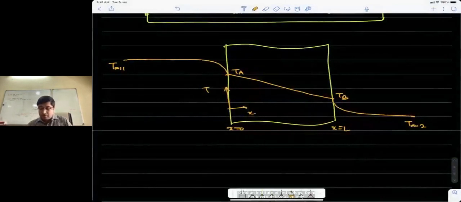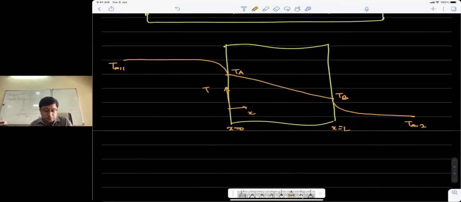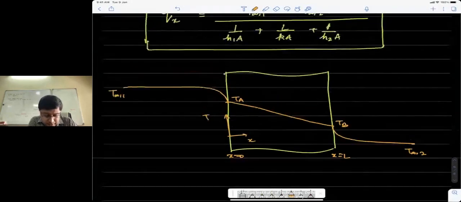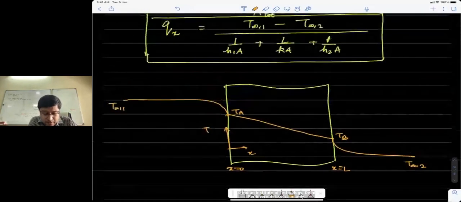Sir, but for convection also we were considering a particular resistance which was fixed, right? So if we are going from the surface of the body to the medium, and the resistance is constant, and we know that the potential difference is TB minus T infinity 2 or TA minus T infinity 1, then in that case the gradient should also be constant. I mean the temperature gradient should be constant.